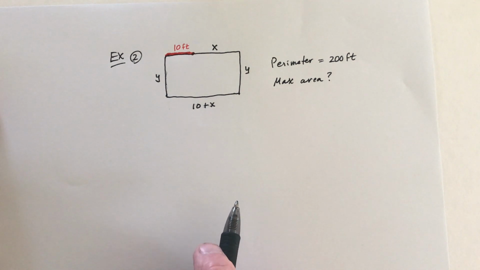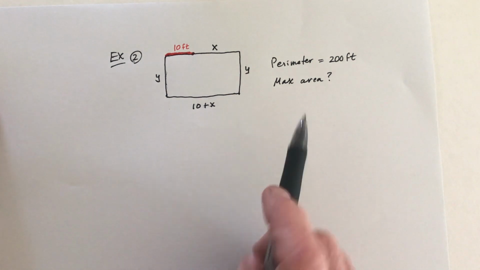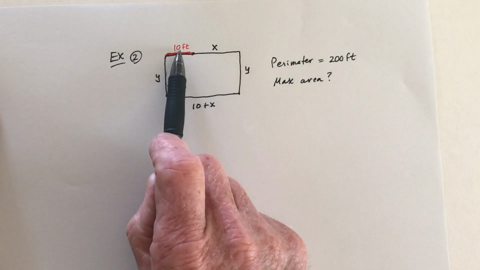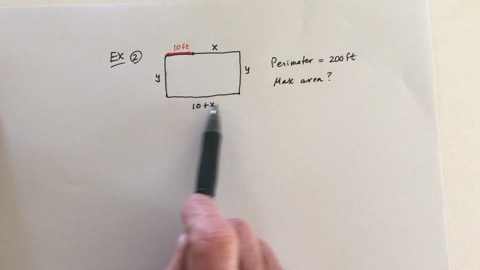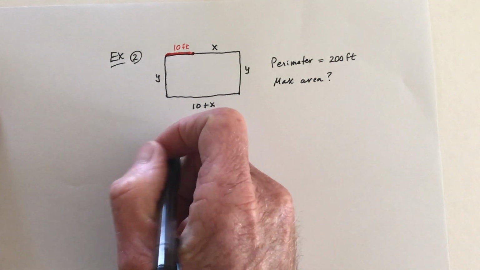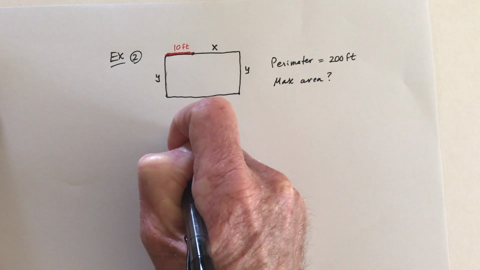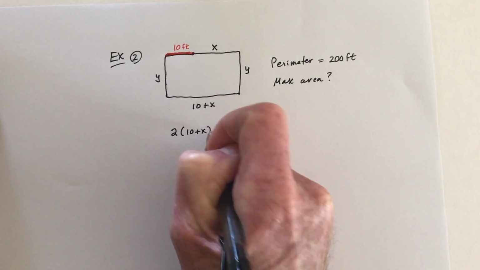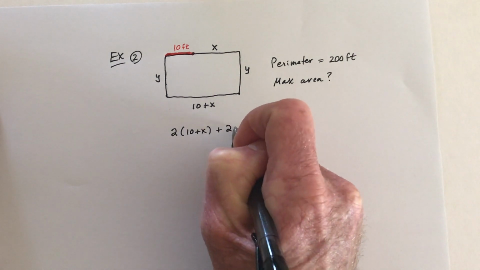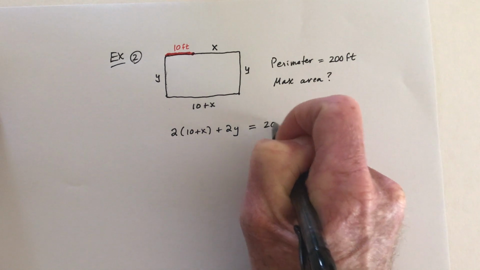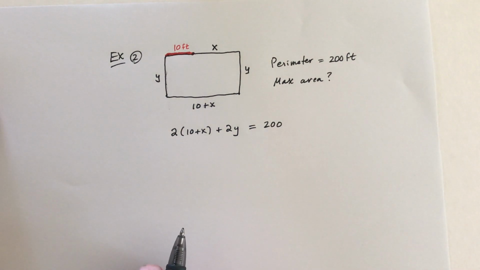Okay, so basically like with the last one, we need to come up with two equations. One is going to be this, the perimeter. So that means 10 plus x plus 10 plus x plus y plus y. So when you add up all of the sides, or I could just say I've got two of them that are 10 plus x, and I've got two of them that are y, and then that total perimeter equals 200 feet.